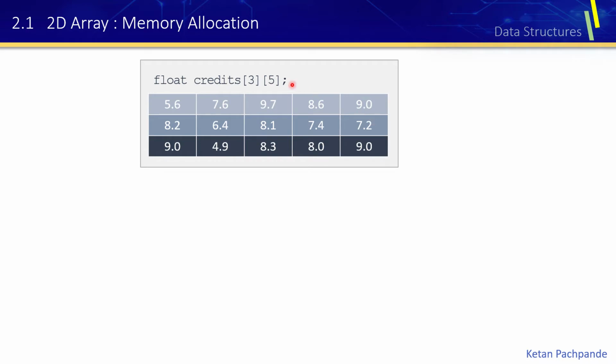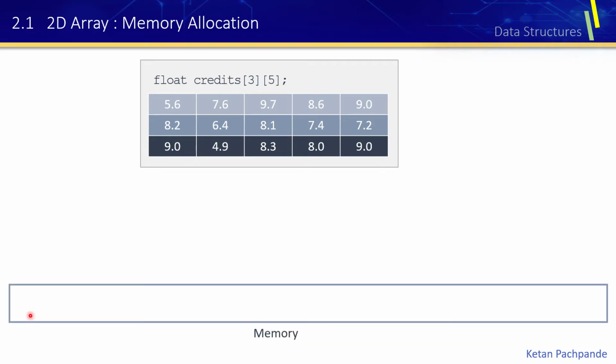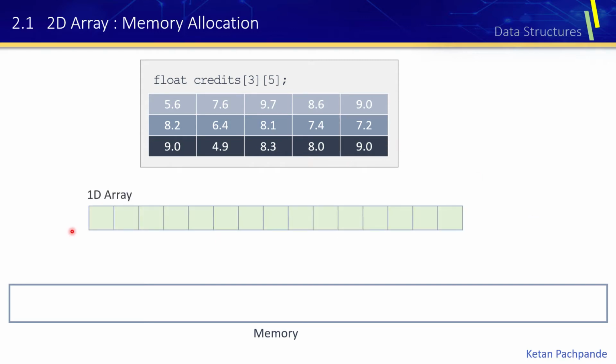So here is my two-dimensional array, total 15 elements, and here is the memory. Now consider I have just shown the memory horizontally here. So to store these 15 elements, I am going to take a one-dimensional array. Why do I require a one-dimensional array? Because memory is all one-dimensional. I cannot directly store these two-dimensional data structures in memory.